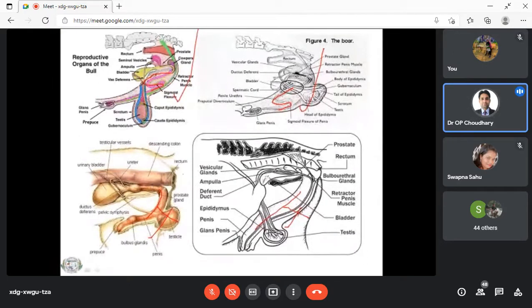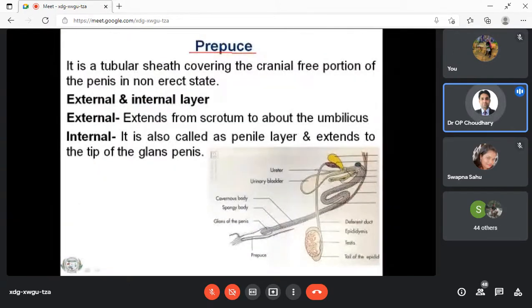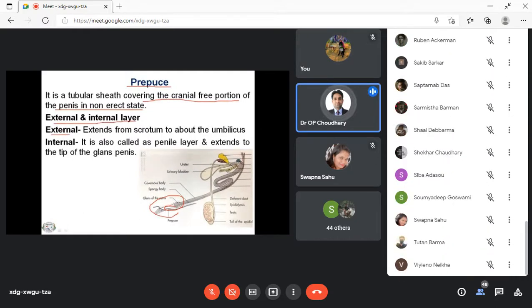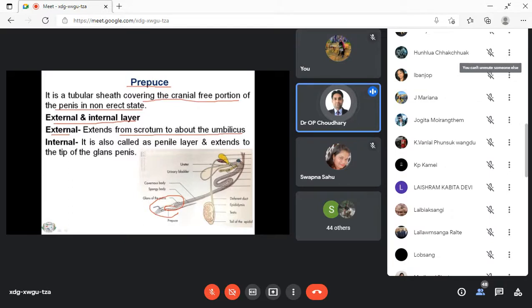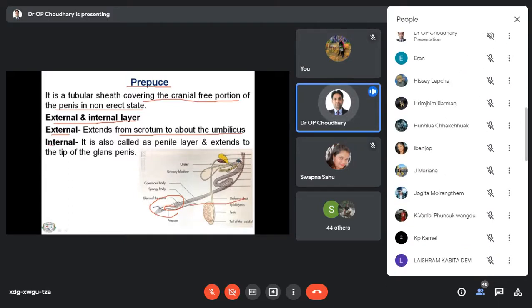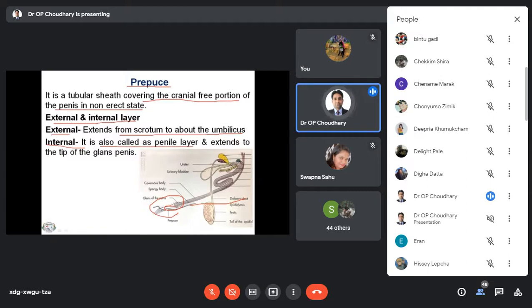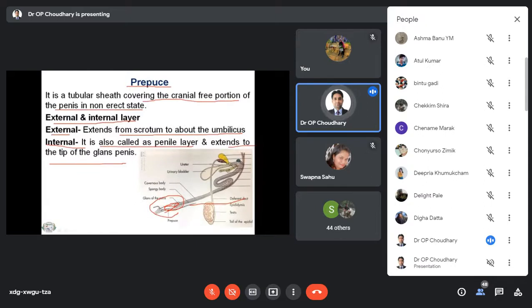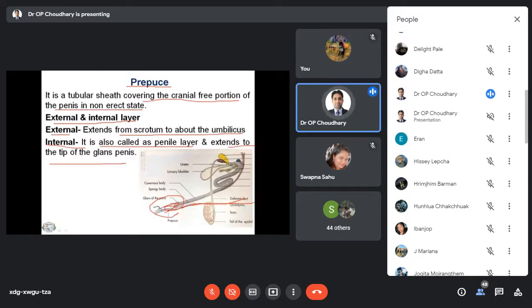Then prepuce. So this prepuce is a tubular sheath that covers the cranial free portion of the penis in the non-erect state. You can see here this part is the prepuce, and it consists of an external and internal layer. The external layer extends from the scrotum to the umbilicus. And the internal layer is also called the penile layer and extends to the tip of the glans penis. So this part is called the internal, and this part is called the external layer.